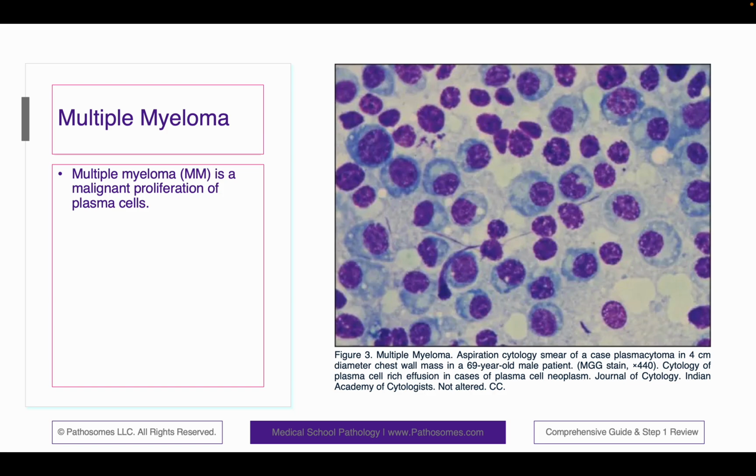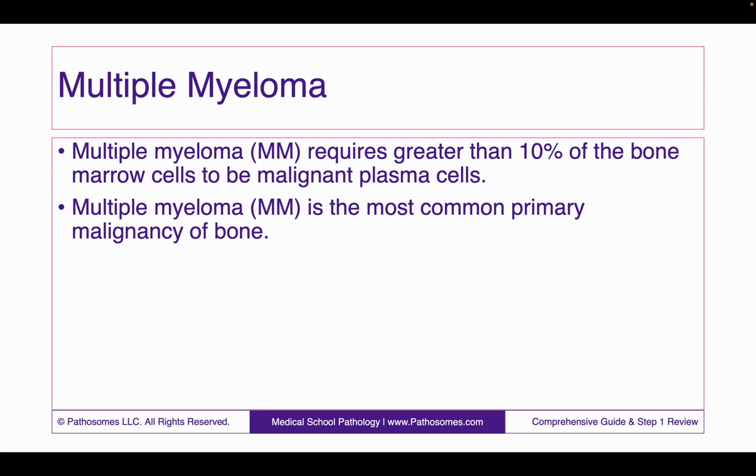All right. So multiple myeloma is a malignant proliferation of plasma cells. In this image, we see an abundance of plasma cells. That's way too much. Multiple myeloma requires greater than 10% of the bone marrow cells to be malignant plasma cells, and technically, they need to be symptomatic as well. That's noting some sort of lytic lesion or an abnormal bone growth, right?